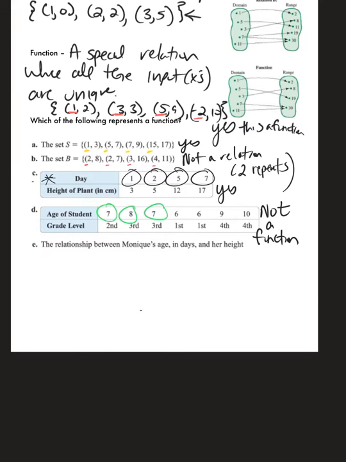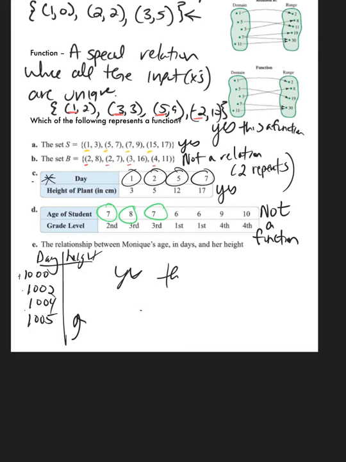The relationship between Monique's age in days and her height. If you think about this, if I were to make a table here that talks about how old she is and her height, how many days old she is, let's say I'm talking about day 1000 and then day 1002 and then day 1004 and day 1005. Notice that I don't even have to write heights in here because I know that no days repeat, because this is not Groundhog Day. In the real world, no days repeat. So we would say, yes, this is a function.